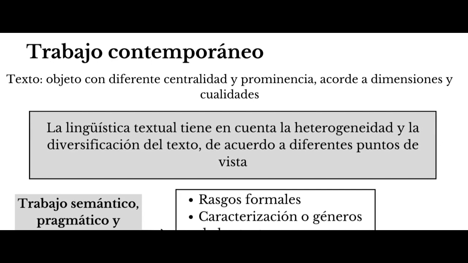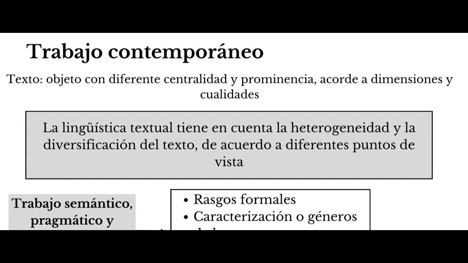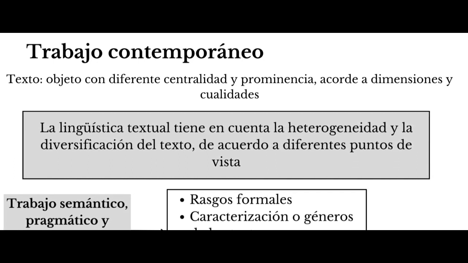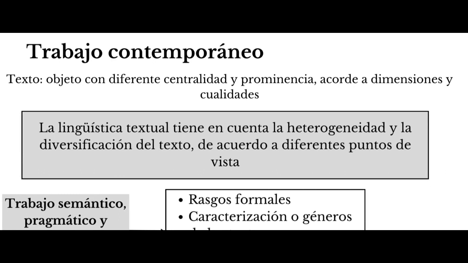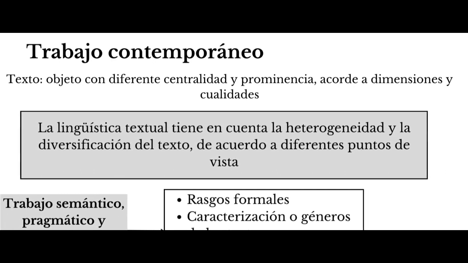En este caso se analizan rasgos formales, o sea, la forma del texto, las características o las tipologías textuales, el procesamiento cognitivo que tiene que ver con la comprensión, como ya lo vimos anteriormente, comprensión y producción, y las intencionalidades comunicativas, o sea, qué se quiere lograr con esto, cuál es la intención, qué se va a lograr con ese texto.